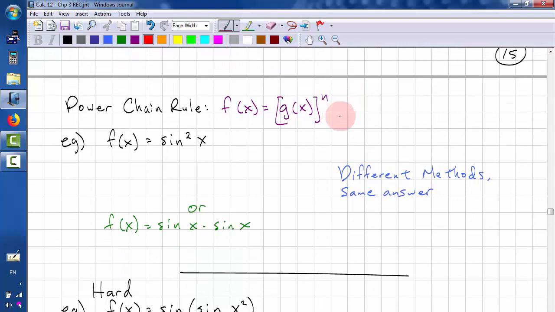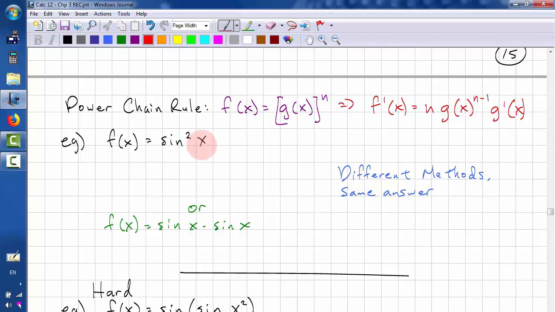Okay, we're going to look at the power chain rule. That's when we have g of x to the power of n. So the derivative is f prime of x equals n times g of x to the power of n minus 1 times g prime of x.